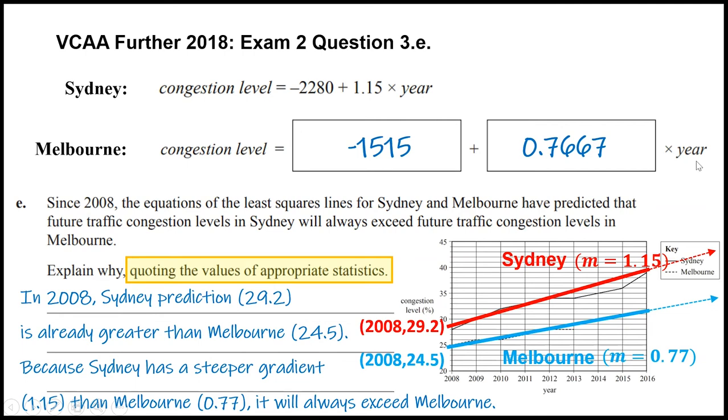So we need to put that into a sentence, just making sure we quote the statistics. The two key facts are that it starts at a higher level and has a higher gradient, so it's always going to be above the line of Melbourne. We can see there's quite a lot of information there, which is why students obviously found that question difficult. And it was the last question on the statistics section in 2018.